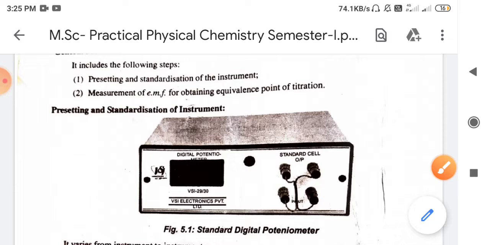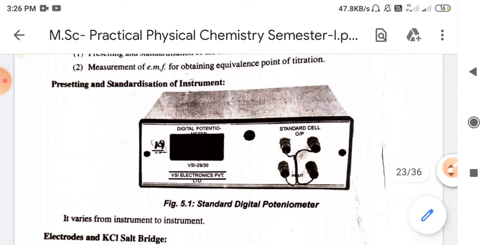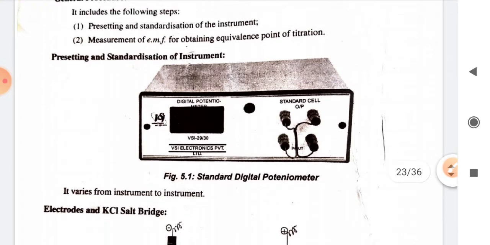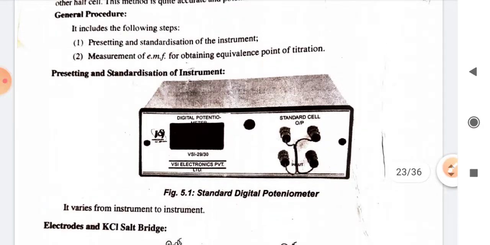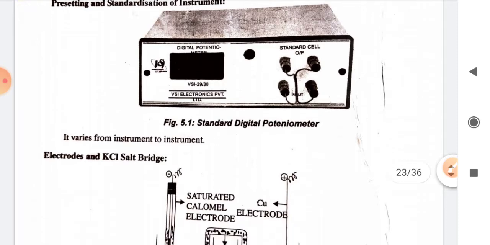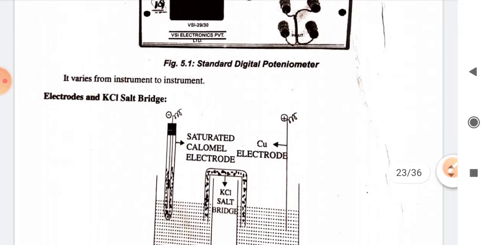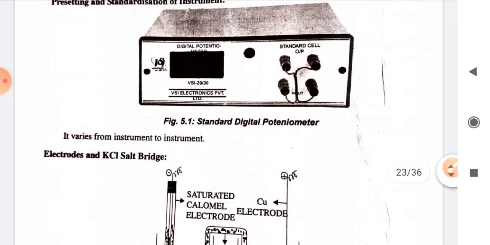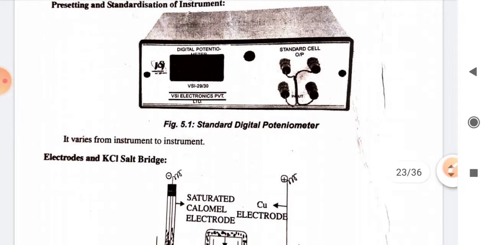For the standardization of the potentiometer, we use the internal standard method. In the potentiometer itself, there is a Wheatstone meter bridge. If we balance that, based upon that we get the potential output of around 1.018. So finally we get the standardized potentiometer. That is one method of standardizing the potentiometer.